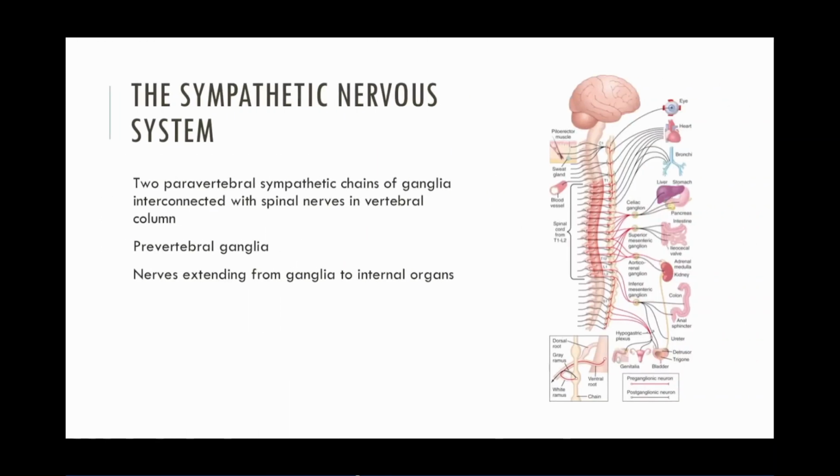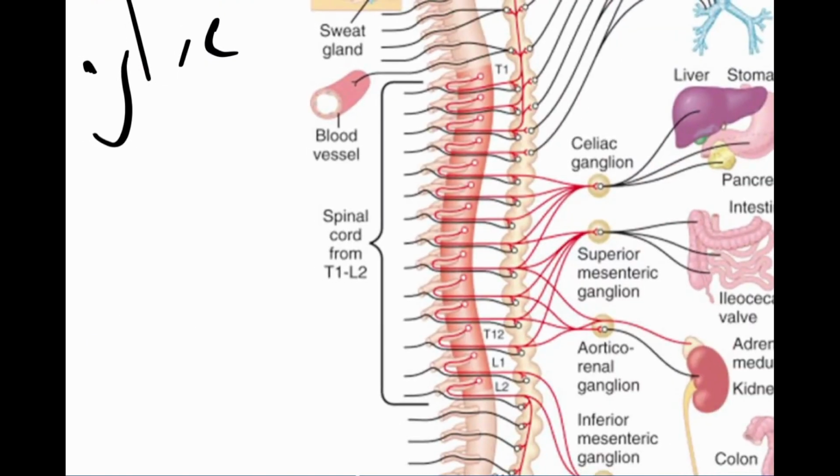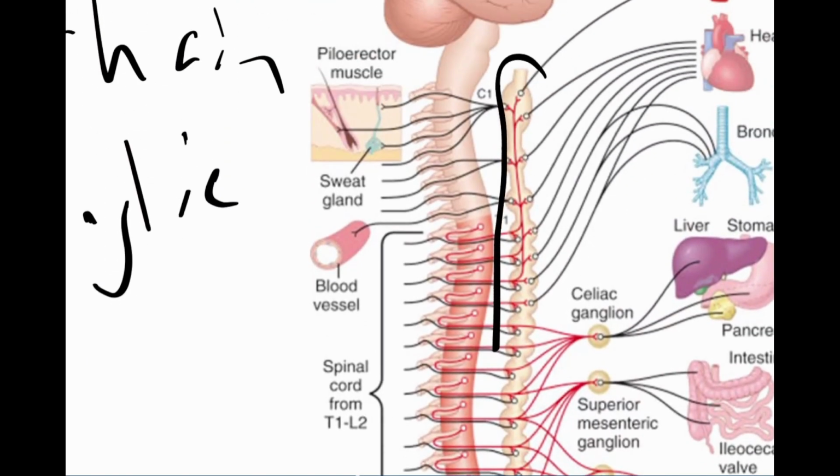Sympathetic nervous system, the way it's set up, we have what are called two paravertebral sympathetic chains of ganglia. Also, you may see it as a sympathetic side chain ganglia. What am I talking about? It's all of this. These are all ganglia, collection of cells, right off of the spinal cord, the sympathetic side chain ganglia.